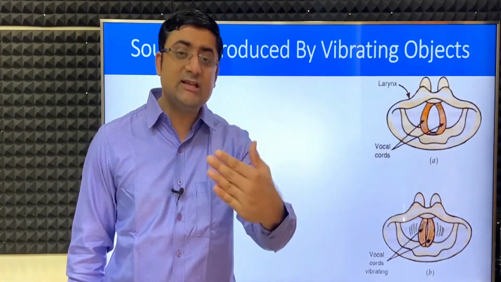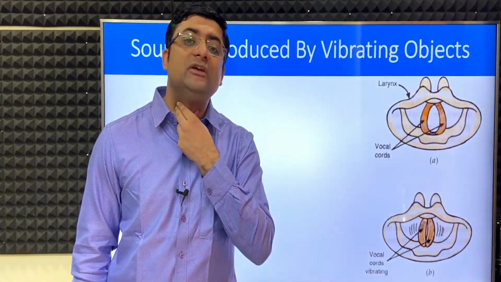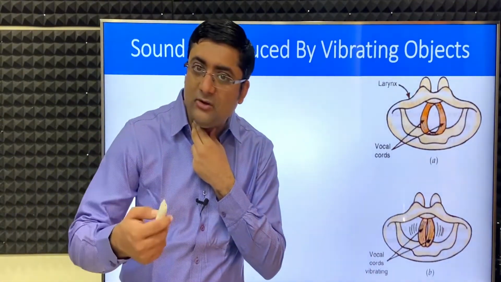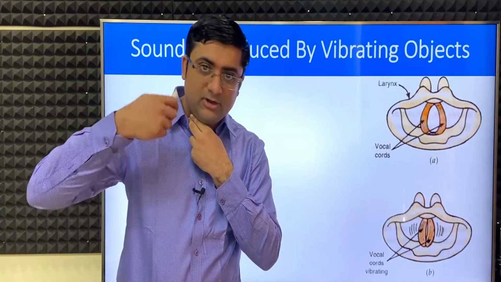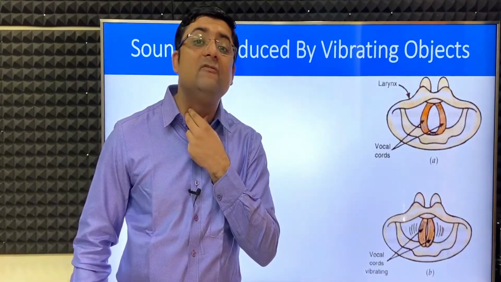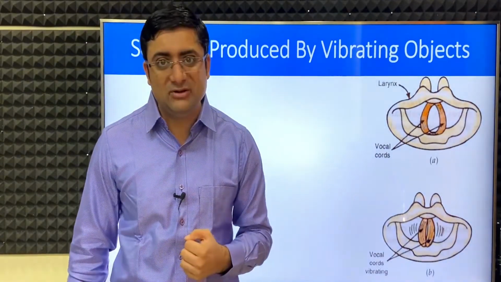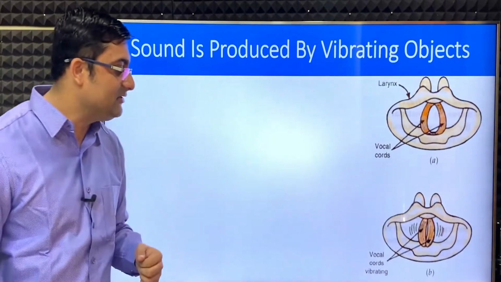Is it clear? So next time when you're talking, just keep your fingers over here. You can actually feel the vibrations of your vocal cords. So how do we produce sound? When we speak, we breathe out. When we breathe out, air vibrates our vocal cords. So because of vibrations of our vocal cords, we produce sound. Is it clear? So let's read about it.